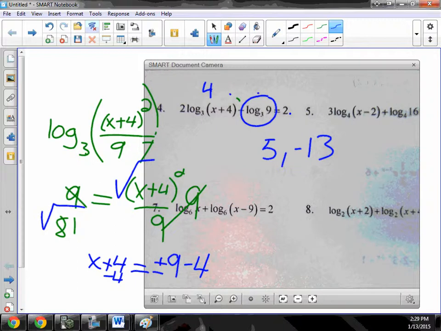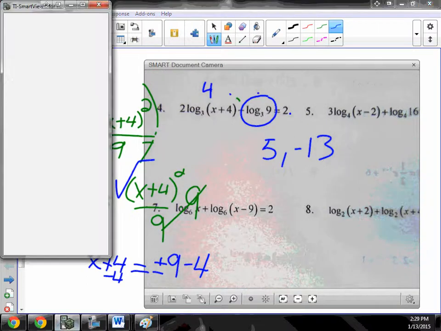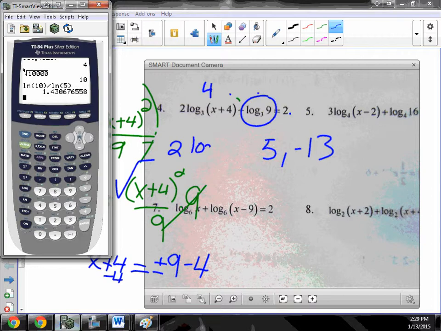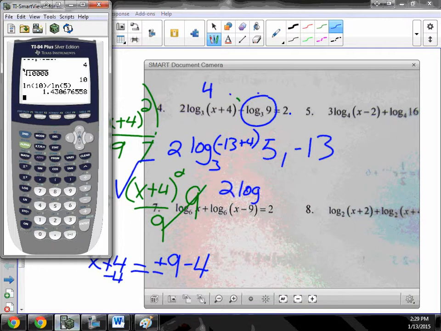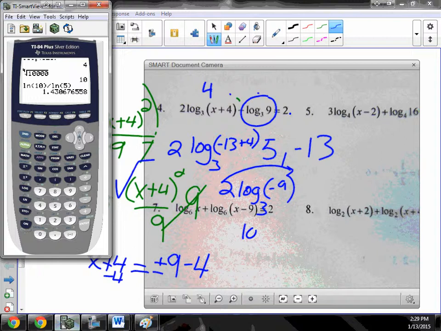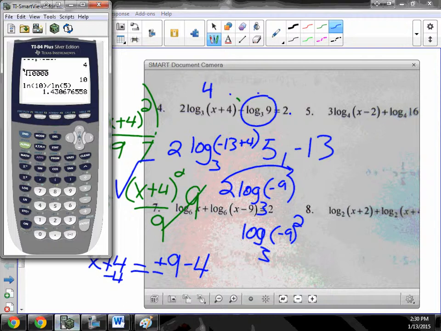Does it? What does the answer say? Oh. So, if I tried that, so I have 2 times log base 3 of negative 13 plus 4. So that's 2 log base 3 of negative 9. And I square it. Log base 3 of negative 9 squared, which is actually 81. So it does work because of this 2.